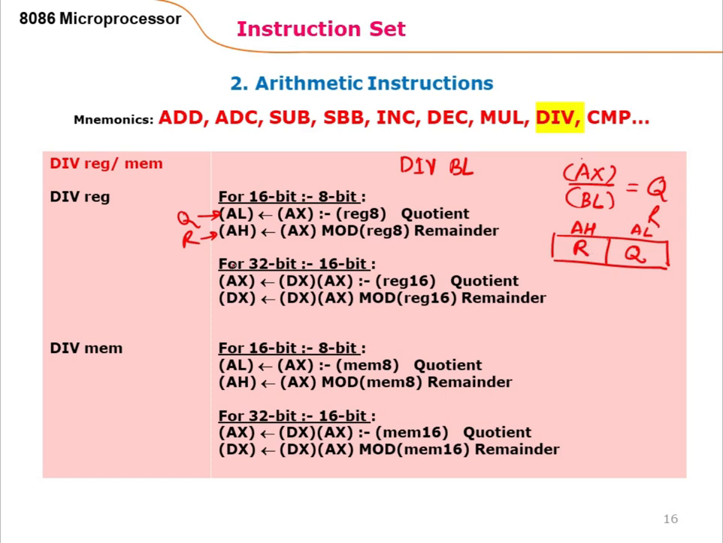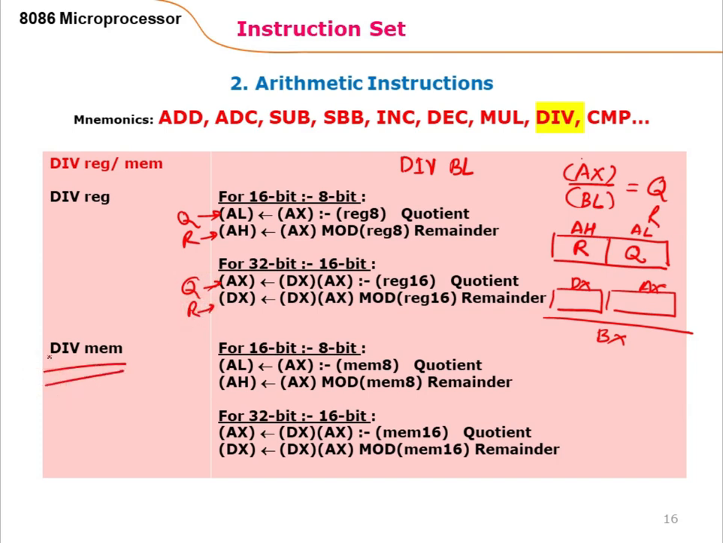In a similar way we can divide a 32-bit number by a 16-bit number. Here by default the 32-bit number is made with the help of the DX and AX registers. The lower word is stored in AX and the upper word is stored in DX, and this value is divided by the given register. Suppose we use the BX register. The contents are divided, the quotient is stored in AX and the remainder is stored in DX.